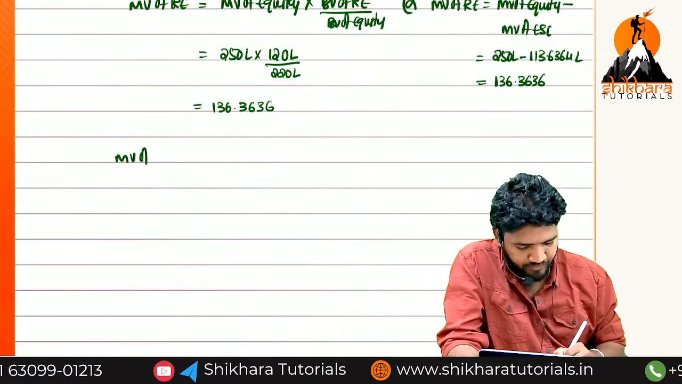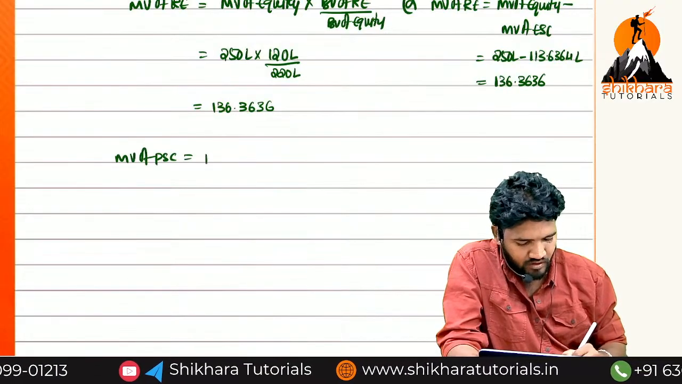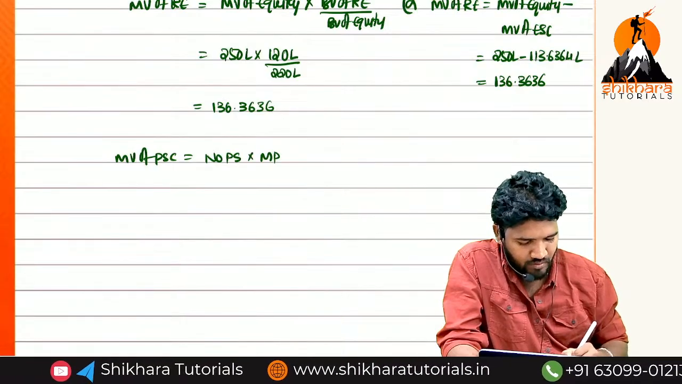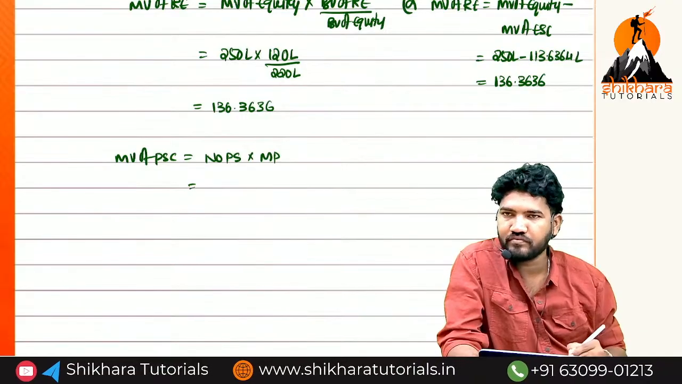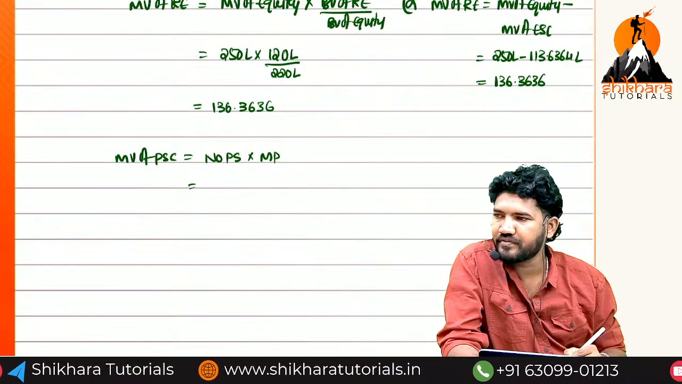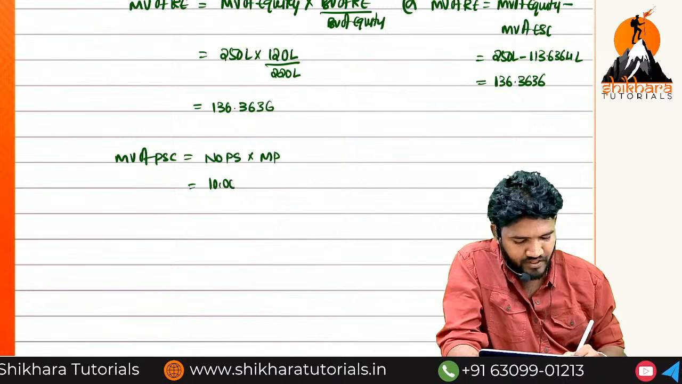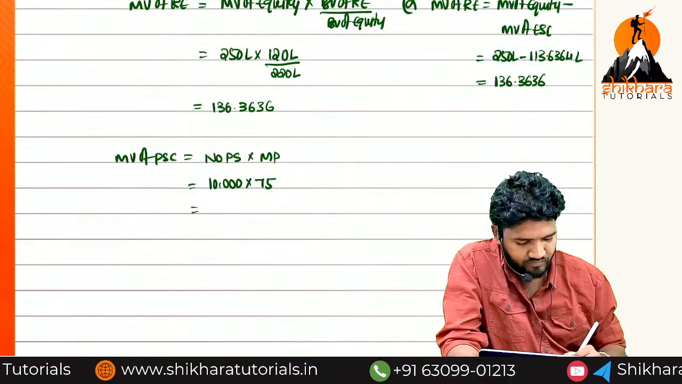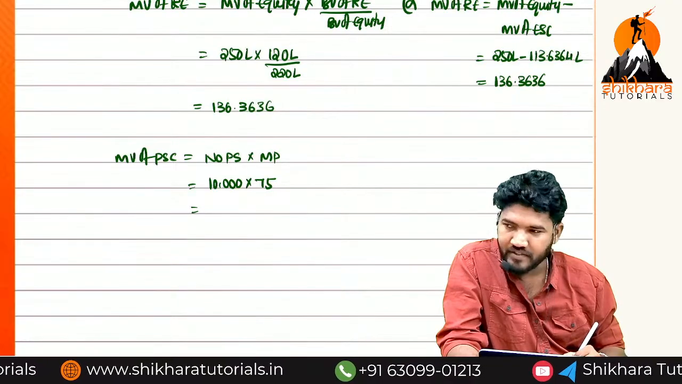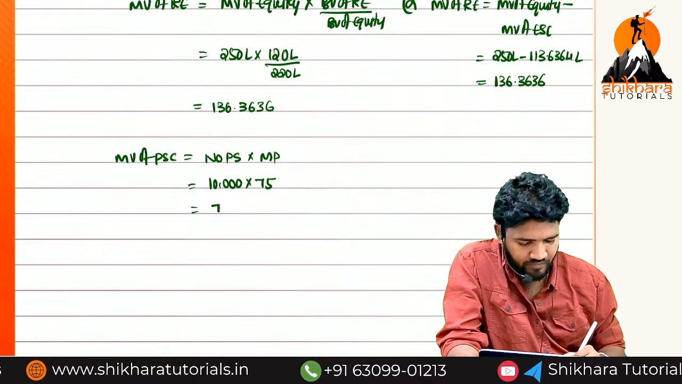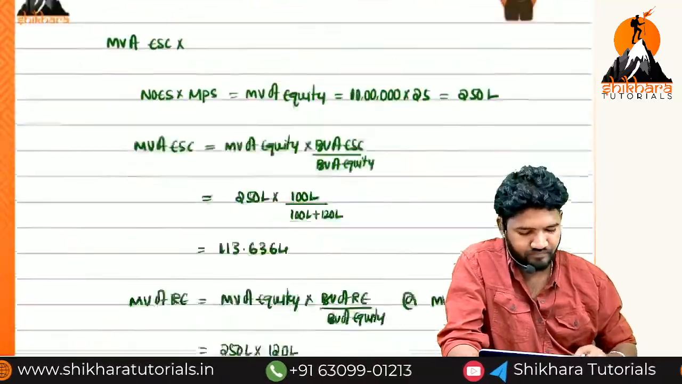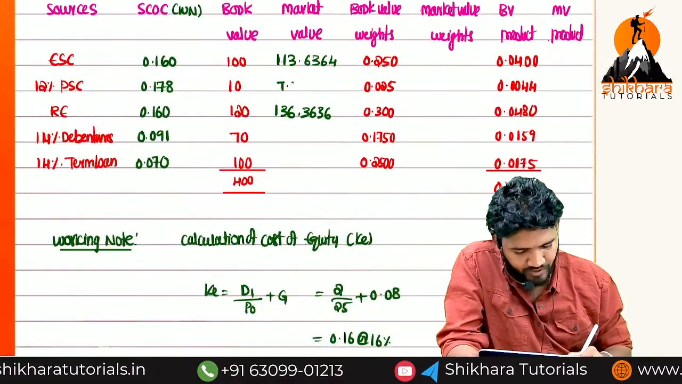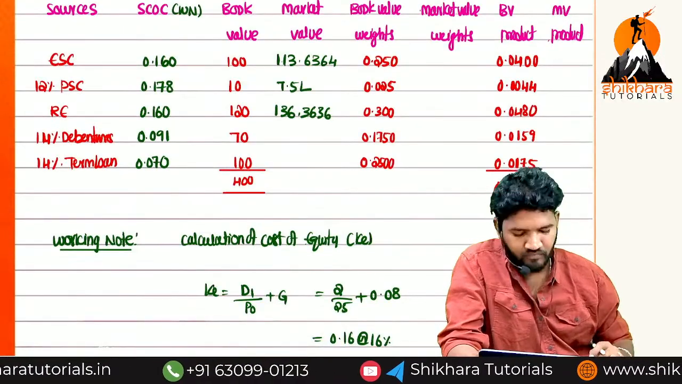Next, market value of preference share capital. Number of preference shares into market price. What about the number of preference shares? 10,000 preference shares into 75. Answer? 7,50,000. It means 7.5 lakhs only, no? 7.5 lakhs.